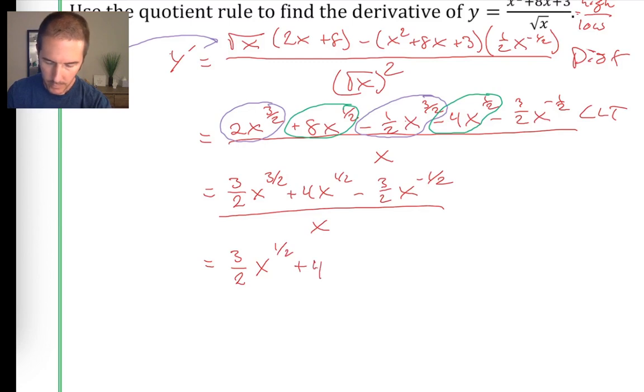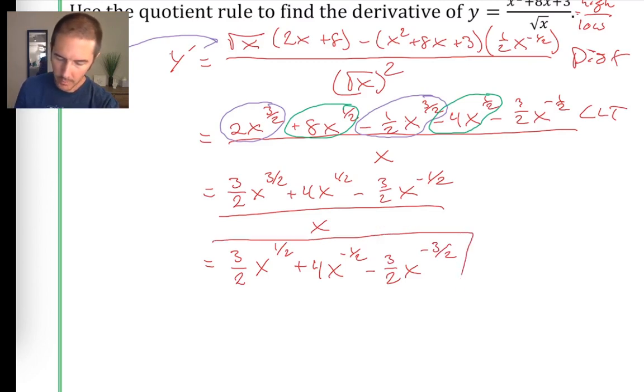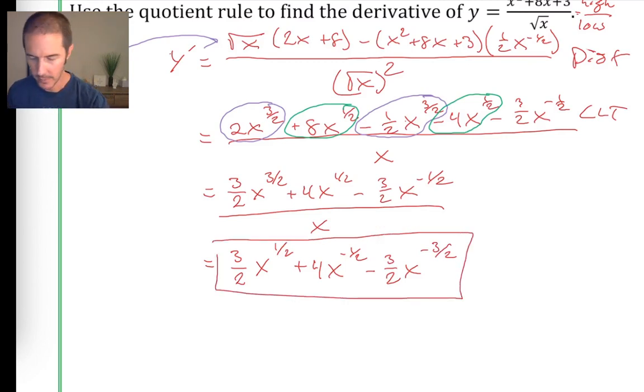Plus, coefficient stays the same, variable stays the same. Exponent of 1/2 minus exponent of 1 makes negative 1/2. Coefficient comes down, negative 3 halves. Variable is still x. Previous exponent was negative 1/2 minus 1, which makes a new exponent of negative 3 halves. This is one possible way to express your final answer.